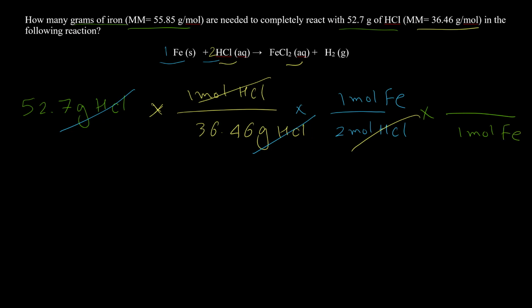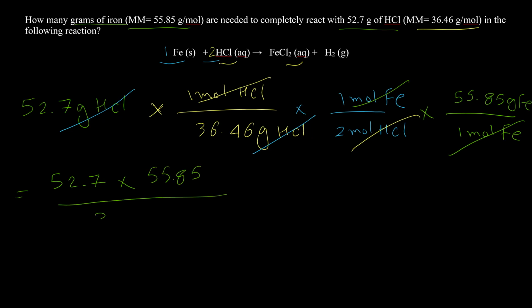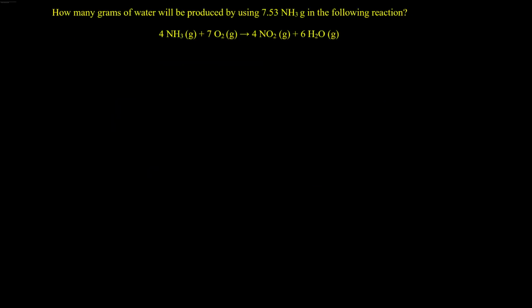So 1 mole iron is equal to 55.85 gram iron. So the answer is equal to 52.7 times 55.85 divided by 36.46 times 2, which is equal to 40.4 gram of iron.